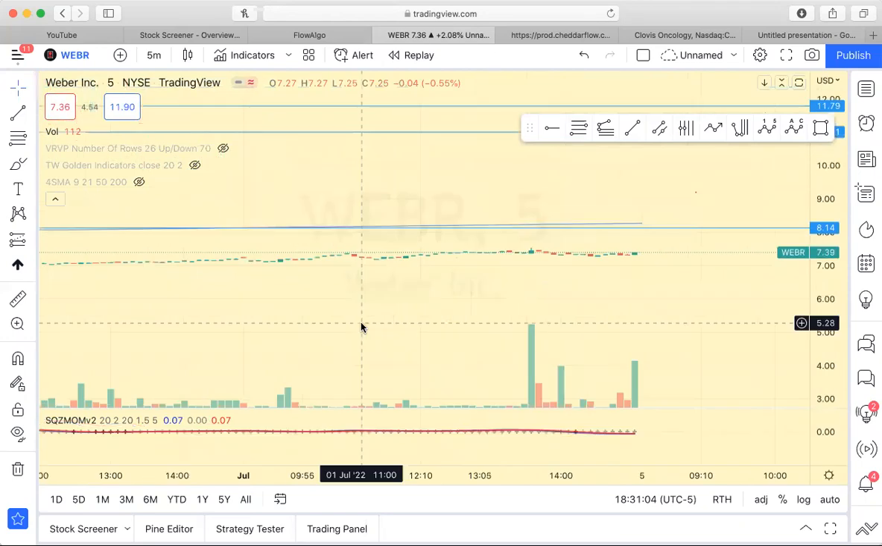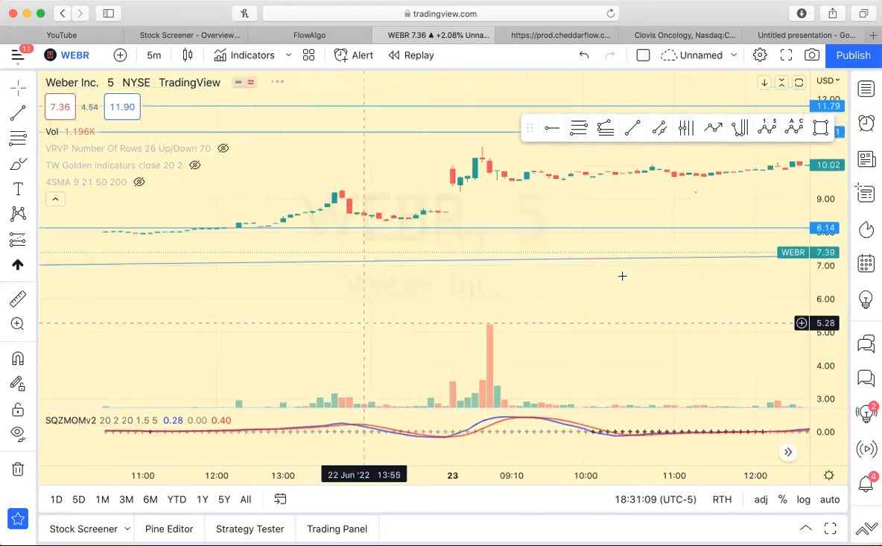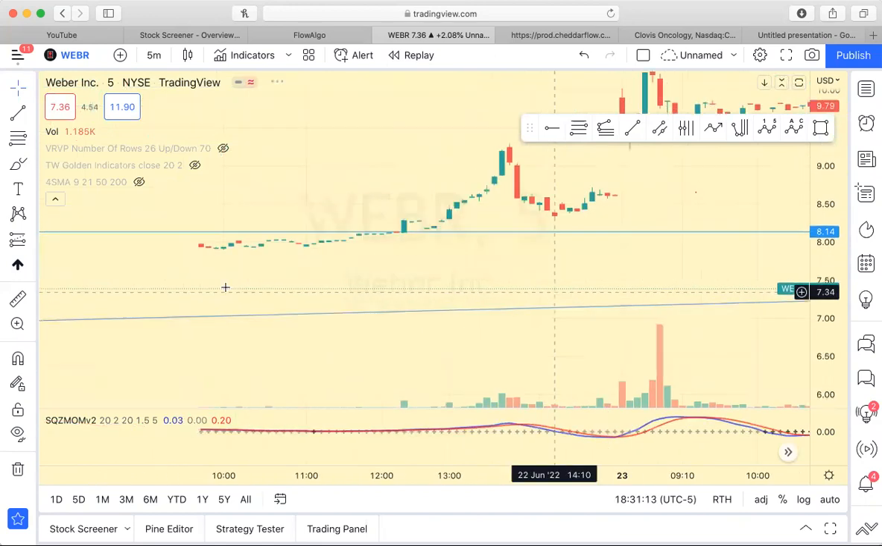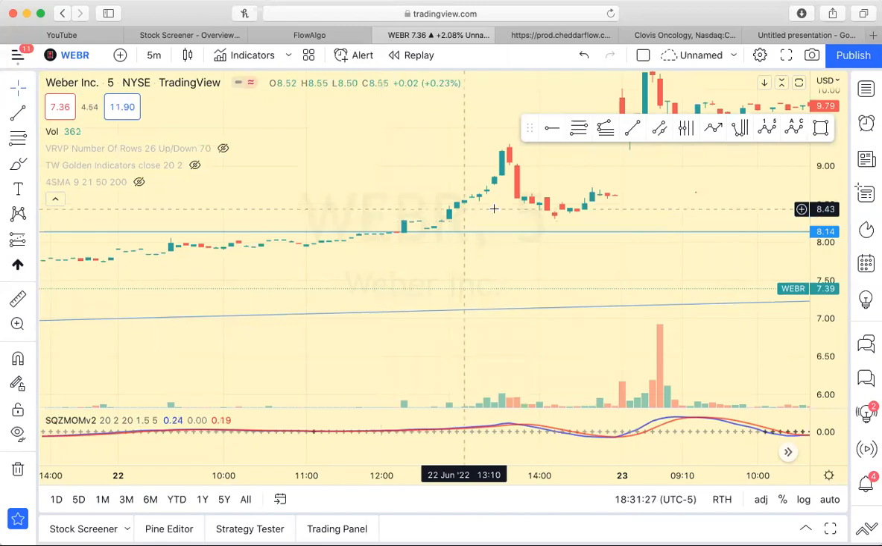If I go all the way back, you can see it was a steady incline up the whole day. And I knew it because it was the top shorted stock on the market. When you are the number one most shorted stock on the market, all of retail pays attention to you and you most likely have a short squeeze, right? So on this day it was the number one most shorted stock in the market.